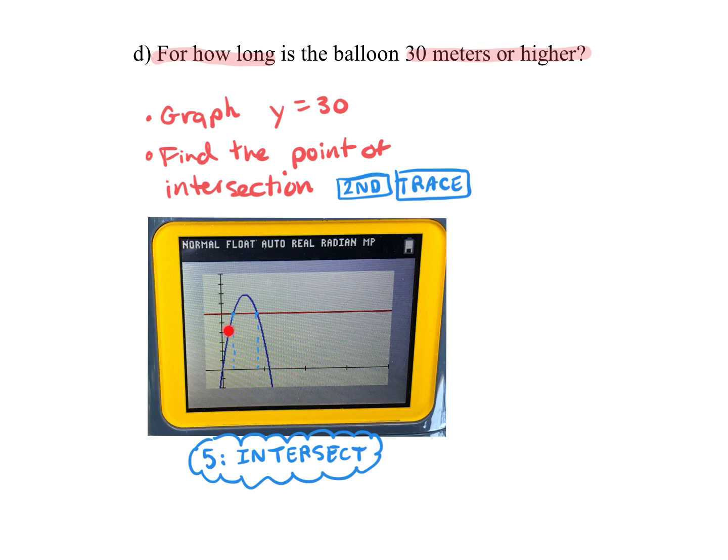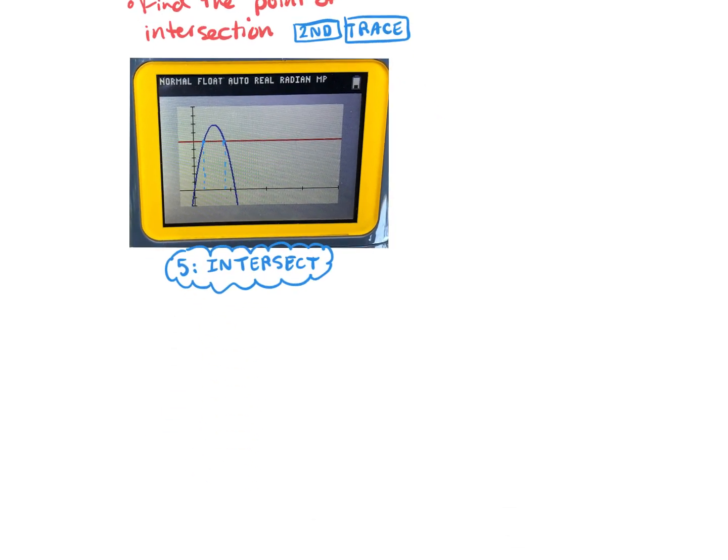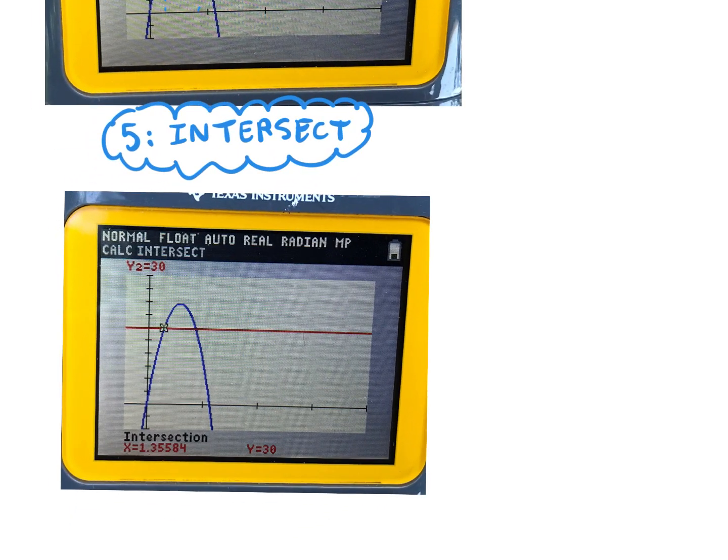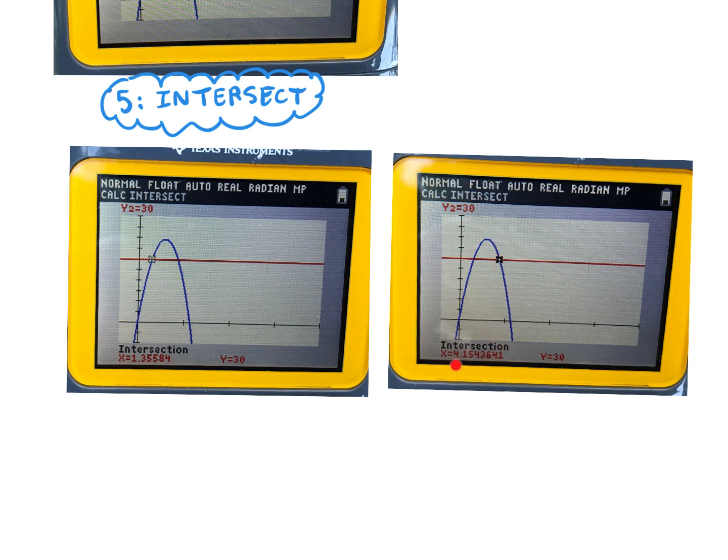And then you'll see that the cursor jumps over to the red graph here, and then it asks second curve, and you're confirming that this is the second curve, and you hit enter, and then it asks you again to guess. So you have to hit enter a third time, and then you should see it give you a point of intersection that looks like this. So here it gives you the x and y value of the point of intersection. And then you're going to go through that same process again and find that for that second point of intersection. So that should look something like this.